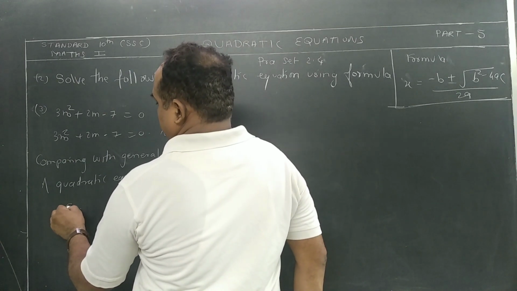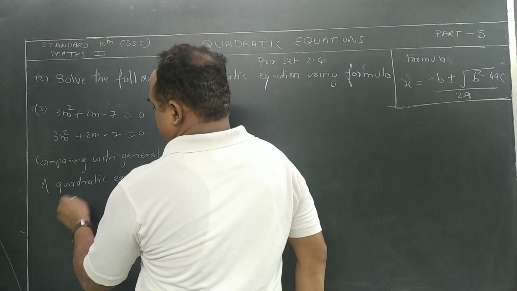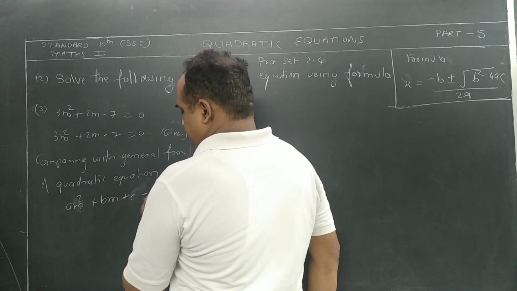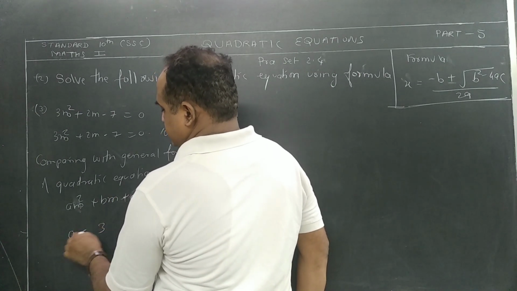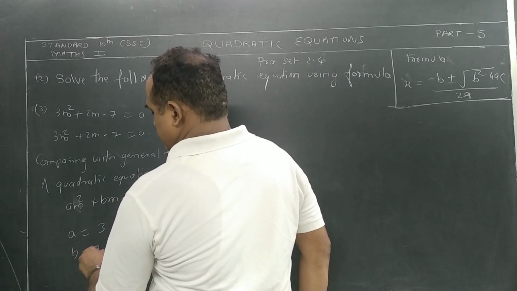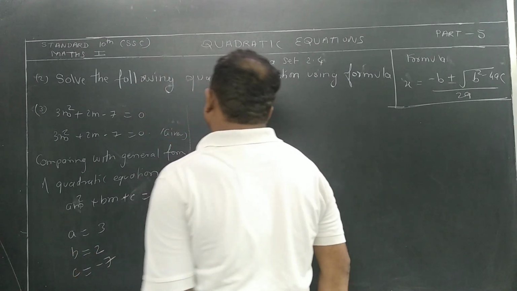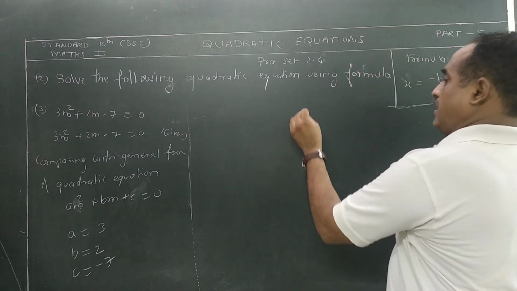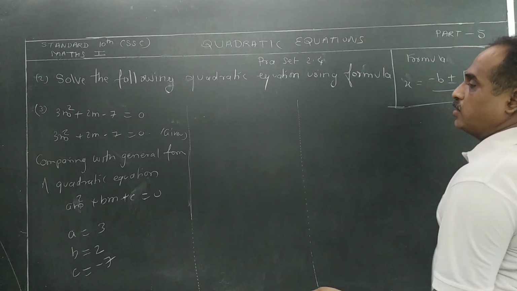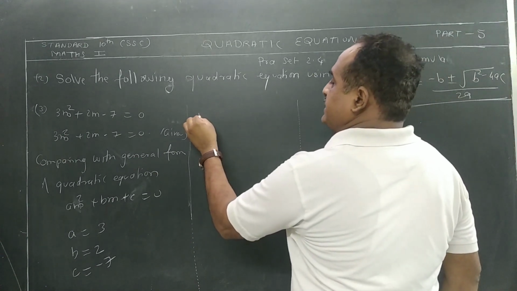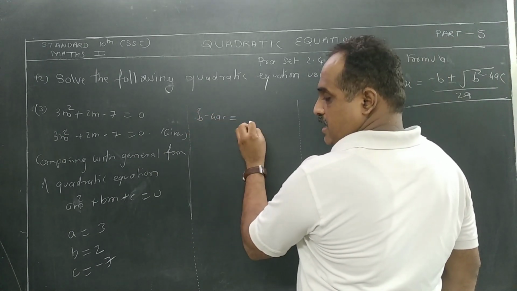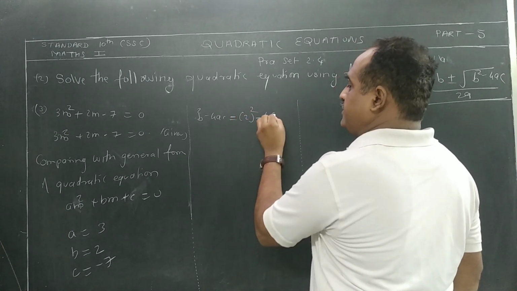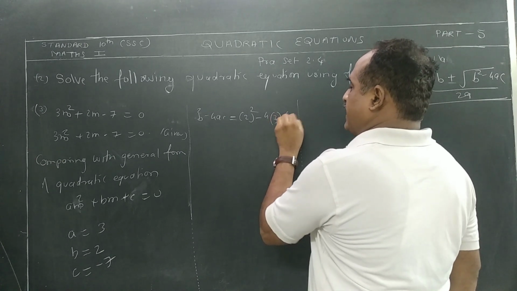So that is am square plus bm plus c is equal to 0. Value of a is 3, value of b is 2, and value of c is minus 7. So first of all, we are going to find out the value of the discriminant, that is b square minus 4ac. Value of b is 2 square minus 4 into a value is 3 and c is minus 7.